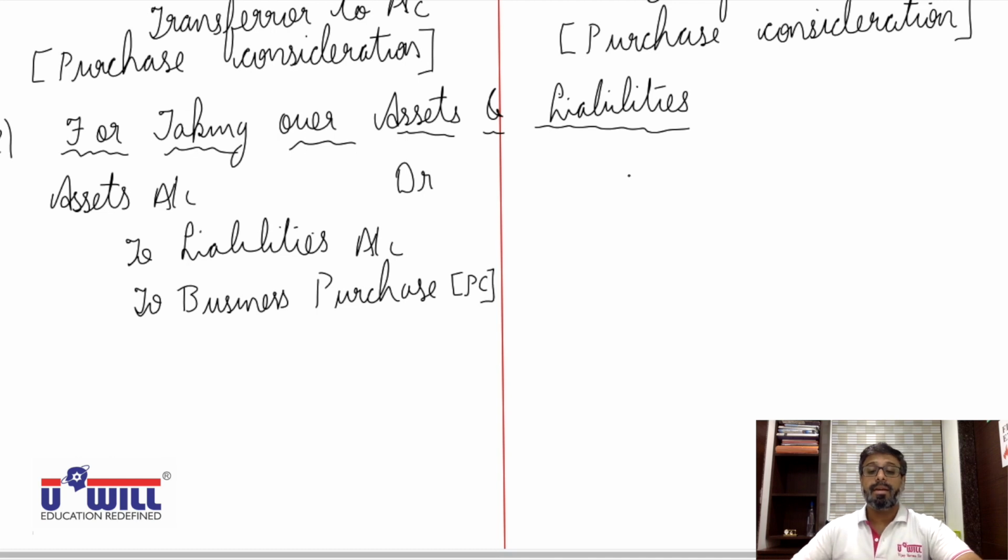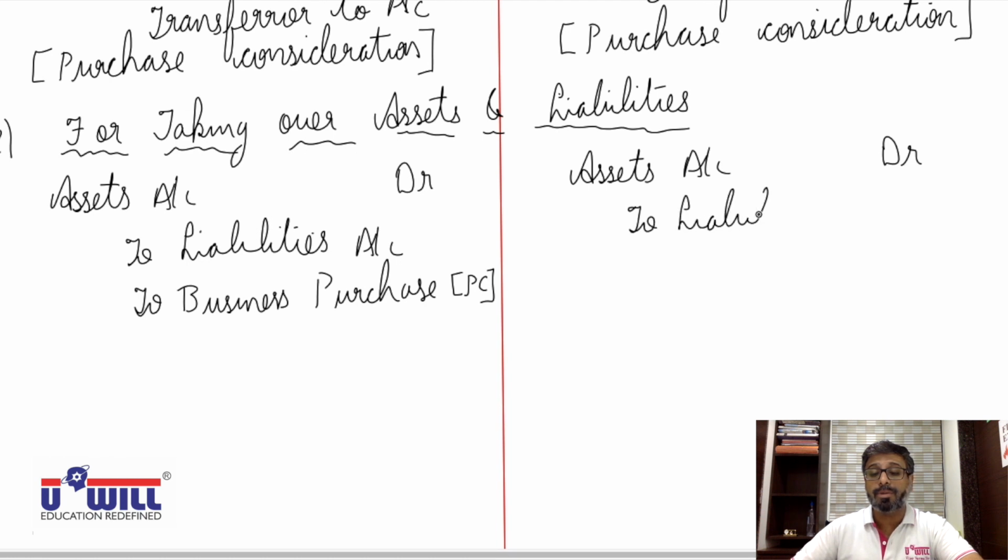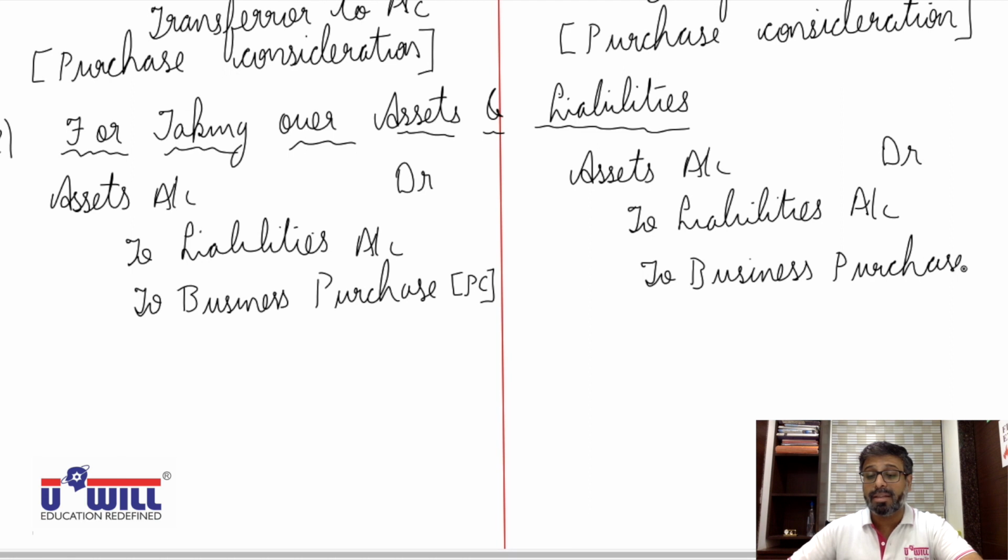Here also the entry remains the same, but the concept is different. Main entry is same. Assets account debit to liabilities account and to business purchase, the temporary account which we had debited in the previous entry. Once the assets and liabilities are taken over, we reverse that account, credit and close it, with the amount of purchase consideration. Now what is the difference?